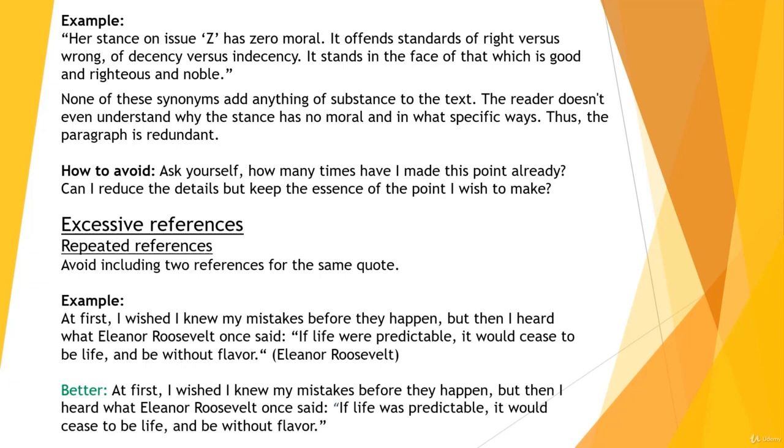Excessive references. Repeated references. Avoid including 2 references for the same quote. For example, at first, I wished I knew my mistakes before they happen, but then I heard what Eleanor Roosevelt once said. If life were predictable, it would cease to be life and be without flavor. Eleanor Roosevelt. In the better version, I omitted the second Eleanor Roosevelt in the brackets. This type of excessive references is problematic yet uncommon. Let's look at some more typical excessive references.